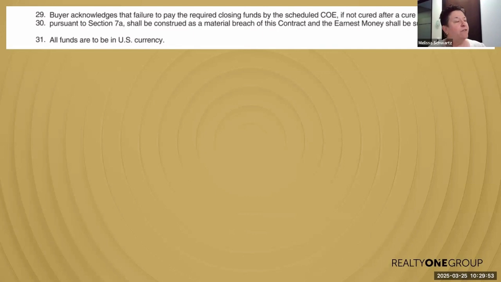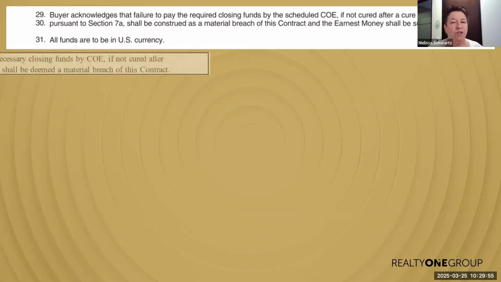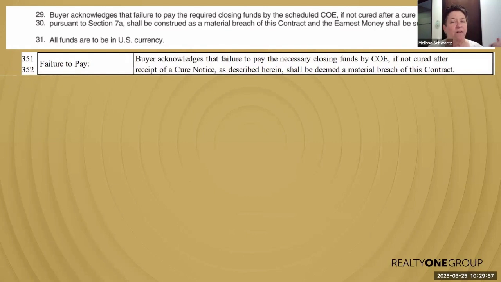Buyer must have the funds to close, right? And all funds are US currency. Here we have on the other side, buyer acknowledges failure to pay could be a material breach, right? Very similar language, just different locations. Look at the number on the side of that. What are those numbers? Can you see that? Line numbers 351 and 352.